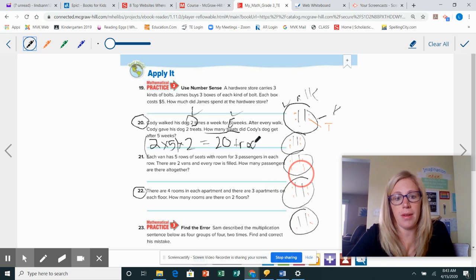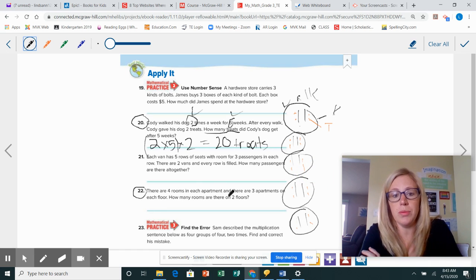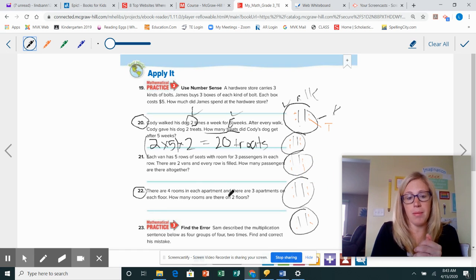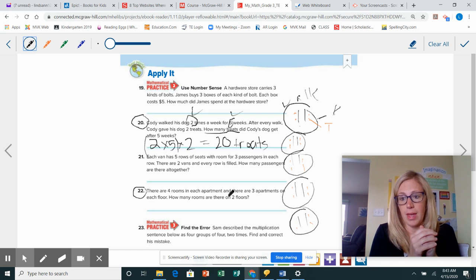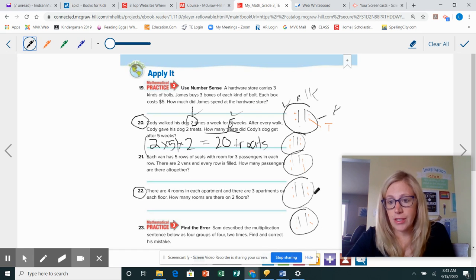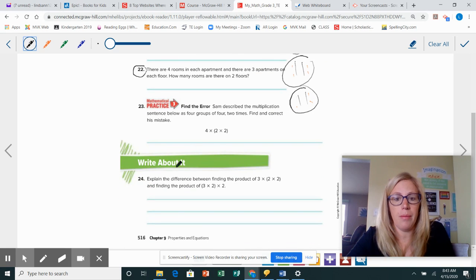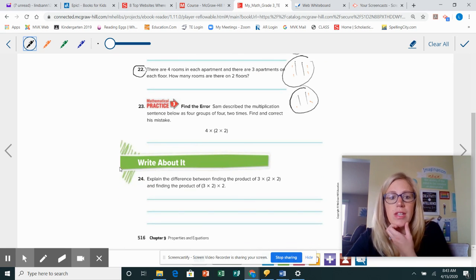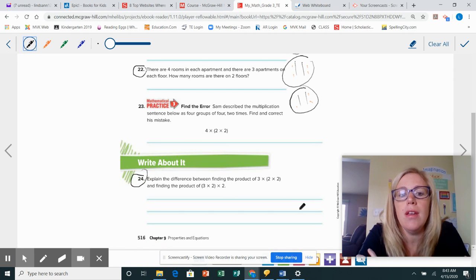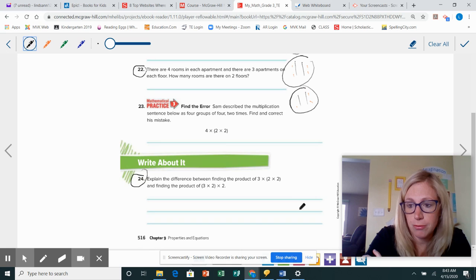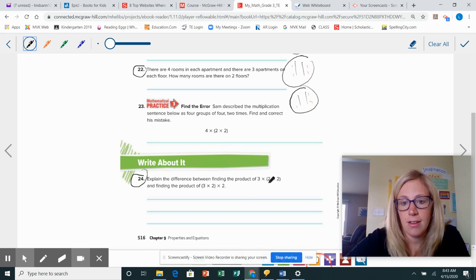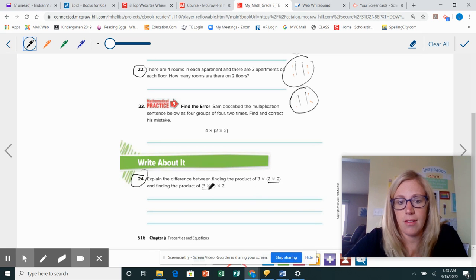Try out the apartments next on number 22. The rooms. So you're going to draw the rooms in the apartments and then the floors. Okay. Again, check the answer key for your work. I want you to answer this too. Explain the difference between finding the product of 3 times 2 times 2 and finding the product of 3 times 2 times 2. Okay. Same numbers, just grouped differently.